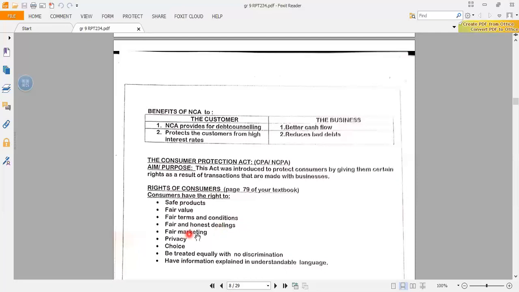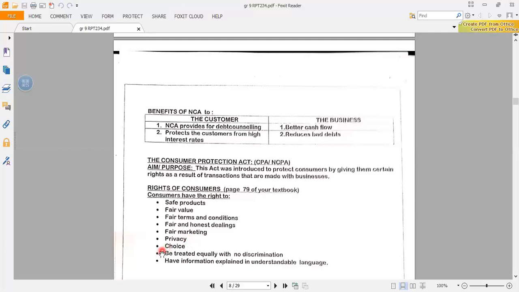Fair marketing: consumers have a right to fair marketing, meaning that consumers can purchase products in terms of fair marketing processes, right? Consumers have a right to privacy. If they don't wish to purchase the product, they don't have to be forced to. And if they want to purchase the product and do not wish to disclose the reason, of course, they don't have to.